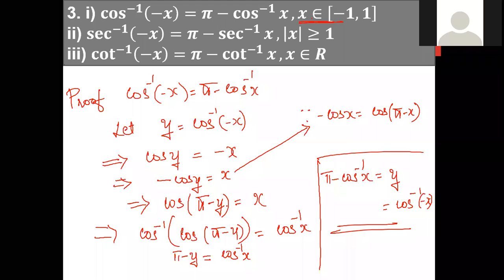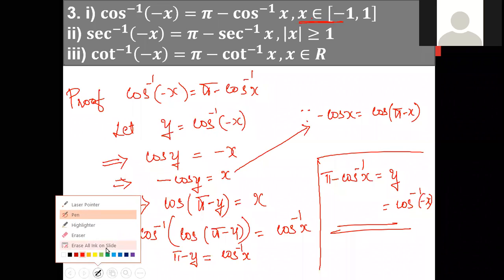So what I have done, I have applied cos inverse on both the sides. So cos inverse of cos of pi minus y gives pi minus y is equal to cos inverse x. I need the value of y, so I am taking y to the other side; minus y when taken to the other side becomes plus. So pi minus cos inverse x is equal to y. But y was cos inverse of minus x. Hence we have proved property 1.